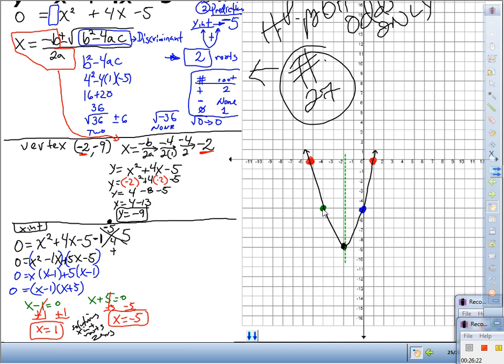So what does that mean? If you're missing a point, guess what? You're going to have to find it with the line of symmetry. Everybody with me? Yeah. Whatever you do to one side, you do to the other.